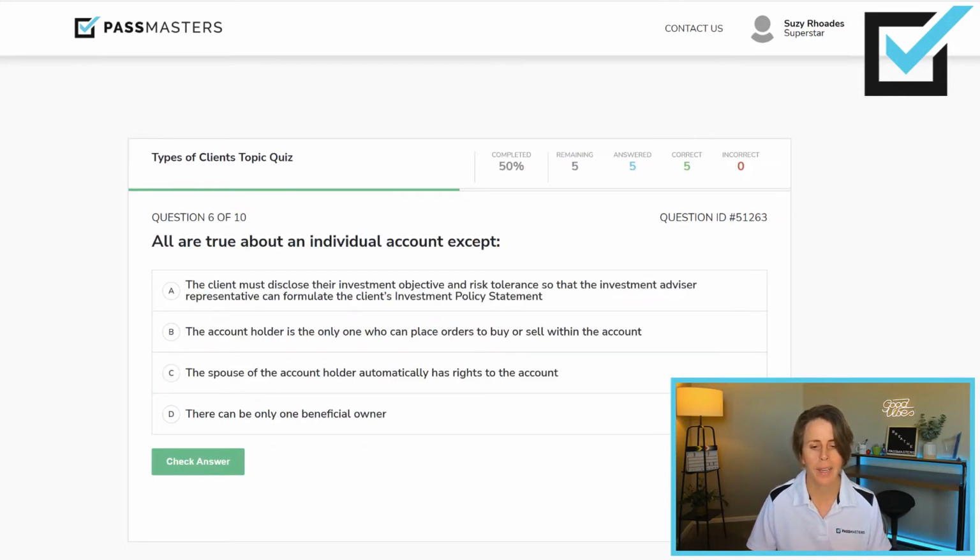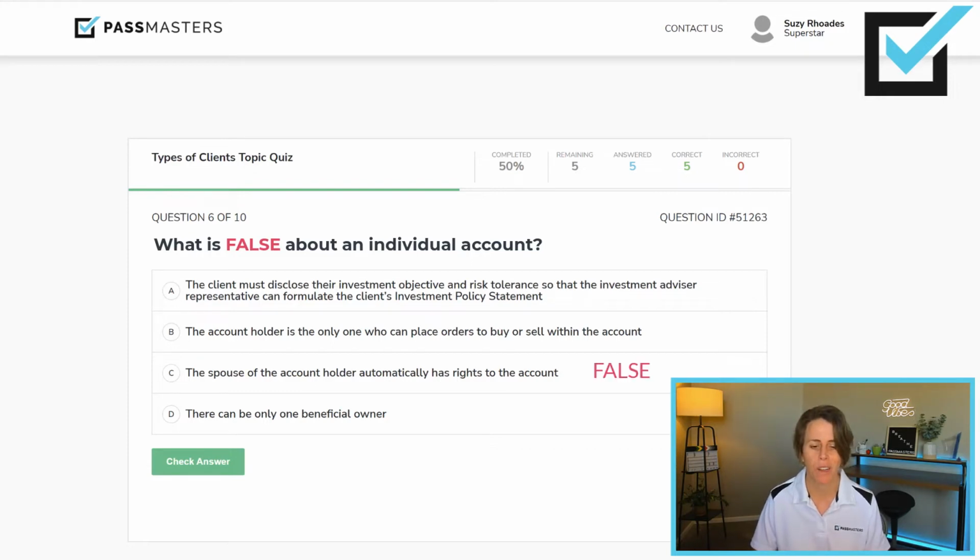All are true about an individual account, except what is false. That's what we're looking for. Always reword it without the except. The client must disclose their investment objective and risk tolerance so that the investment advisor representative can formulate the client's investment policy statement. Seems true. The account holder is the only one who can place orders to buy or sell within the account. Seems true. The spouse of the account holder automatically has rights to the account.